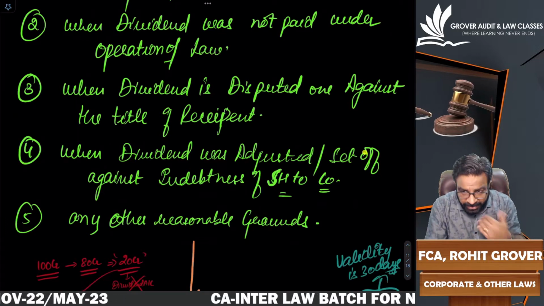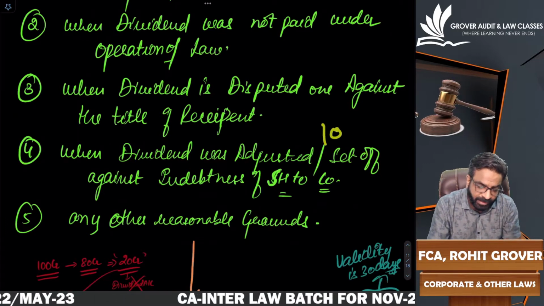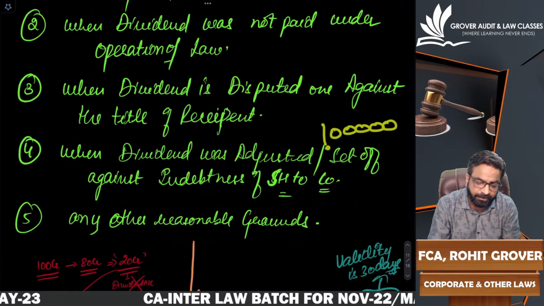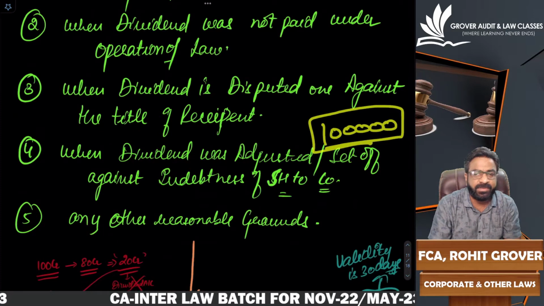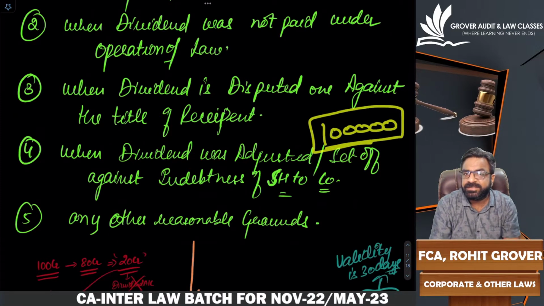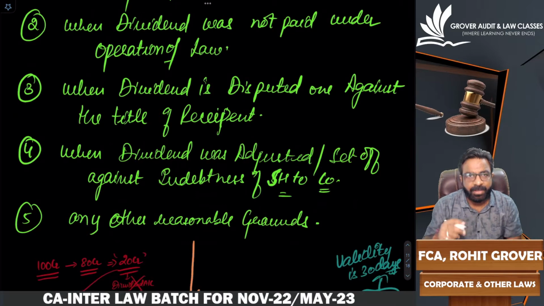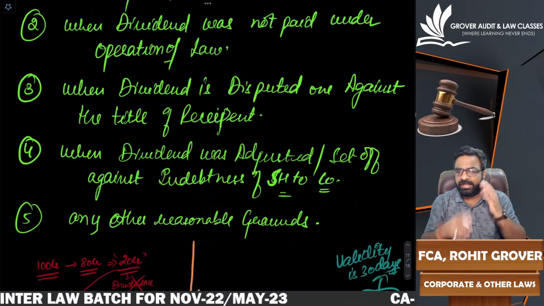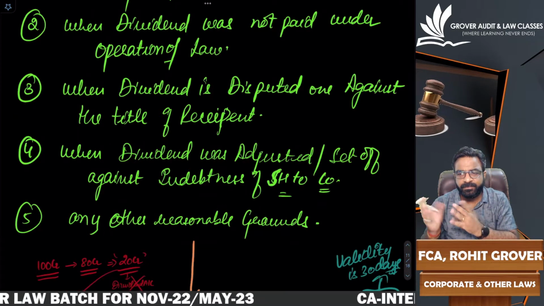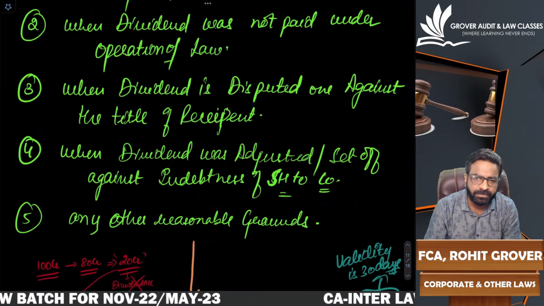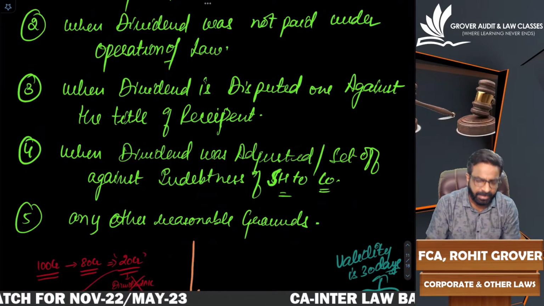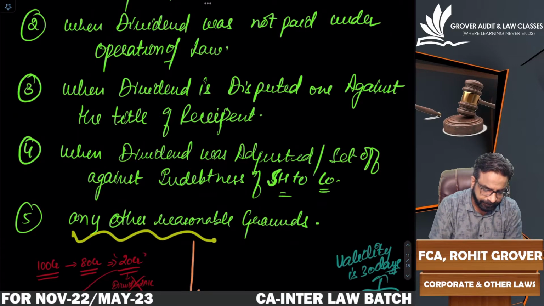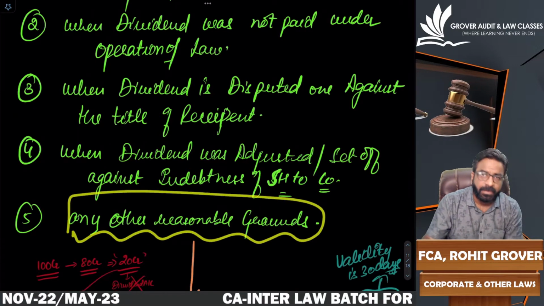And suddenly the company declared a dividend of 1 lakh to you. Now tell me, can the company set off this 1 lakh with your calls in arrears? Yes, sir. So the company has to pay you 1 lakh and the company has to receive 1 lakh from you. Can the company do the set off? Yes, sir. So this is also known as what? Adjustment, right? And what is the last one? Any other reasonable grounds.